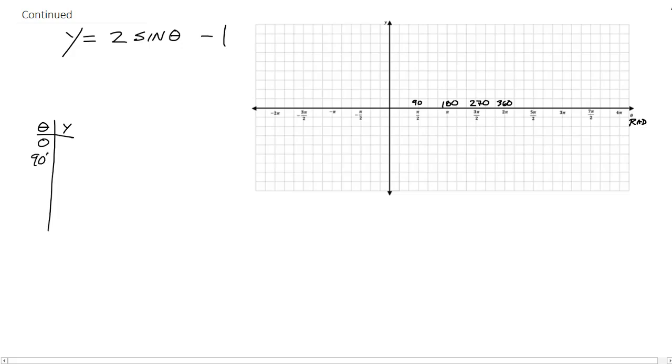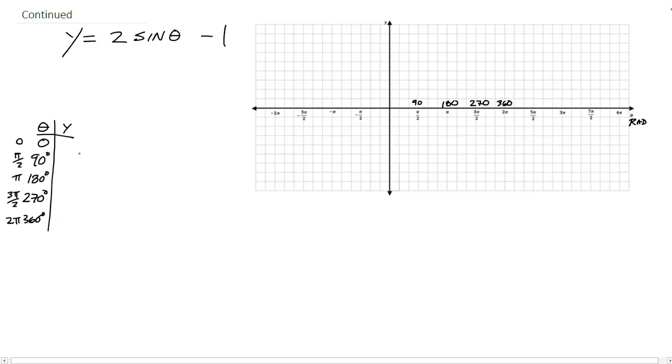90 degrees, these are the key points we need to know. 180, half of a circle, 270, 3/4 of a circle, and then 360. But get used to it, I want you to also write the radians next to it. Because it's really important. So 0 radians, pi over 2, 2 pi over 2, which is pi, 3 pi over 2, and then 4 pi over 2, which is 2 pi, right? I'm just counting by pi over 2s. Every pi over 2, right?